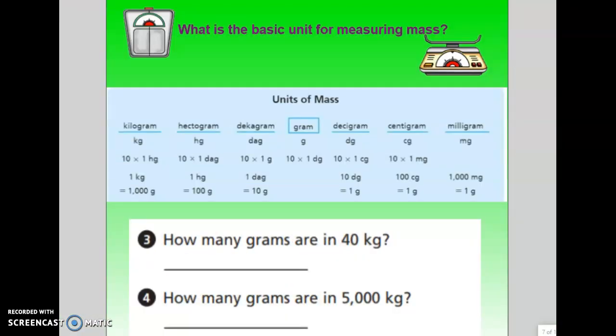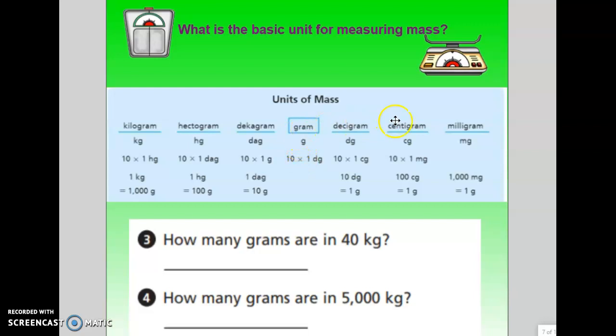How about mass, weight? The chart looks very familiar, doesn't it? Now, when we measure something in weight, we use the word grams. In the metric system, we use grams. In our system, we use pounds and ounces. But in the metric system, it's measured in grams.